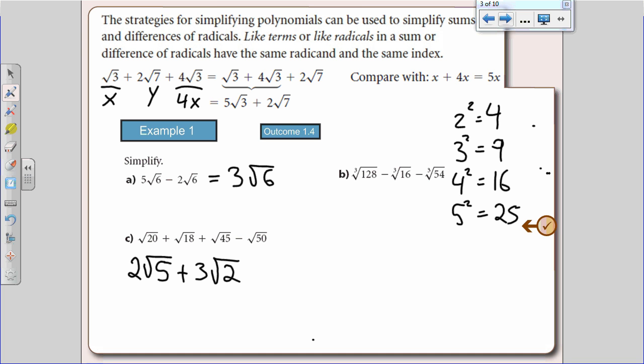The next one, 45. What can go into 45? Can 16 go into 45? No, 9 can. 45 breaks into 9 times 5. So the square root of 9 is 3 times the root of 5 is still left over. And finally, the last one, 50 can break into 25 times 2. The square root of 25 is 5. So it becomes 5 square root 2.